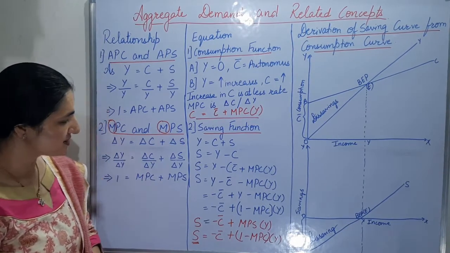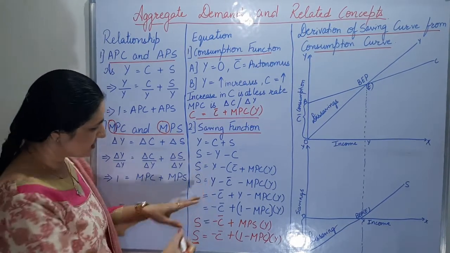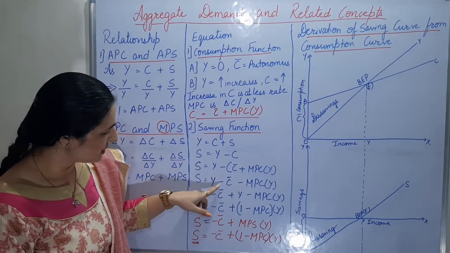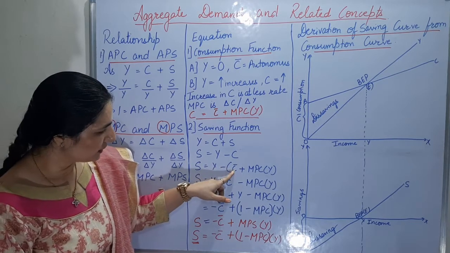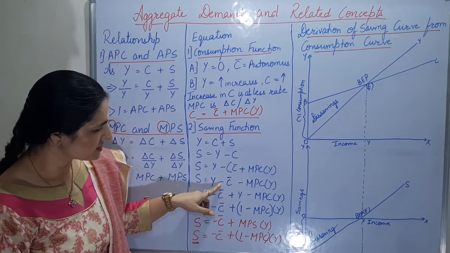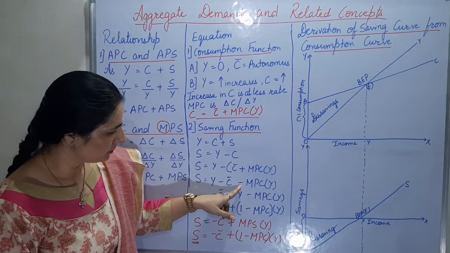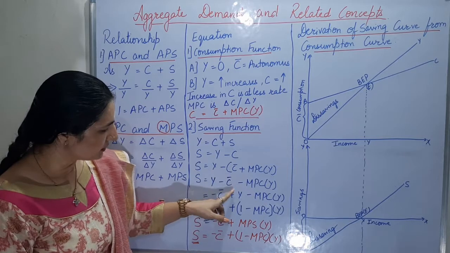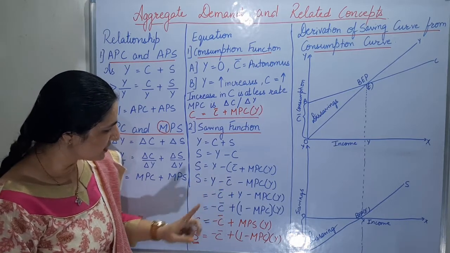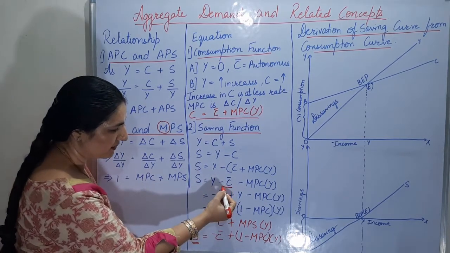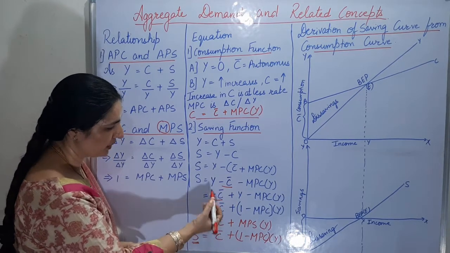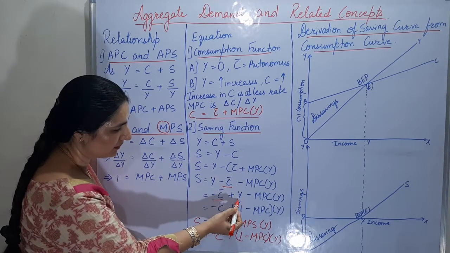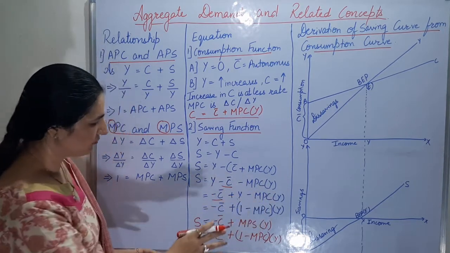If you want to understand it more elaborately, just see how it has been derived. I have opened the bracket here. Y minus, multiplied by autonomous consumption, is now minus. This minus and plus have become minus. Here we have just shifted the places of the terms. Here we have taken minus C on the first part, and Y, being positive, is shifted here, and minus MPC is kept wherever it is.